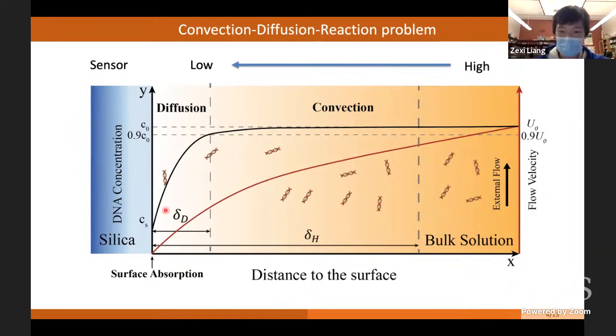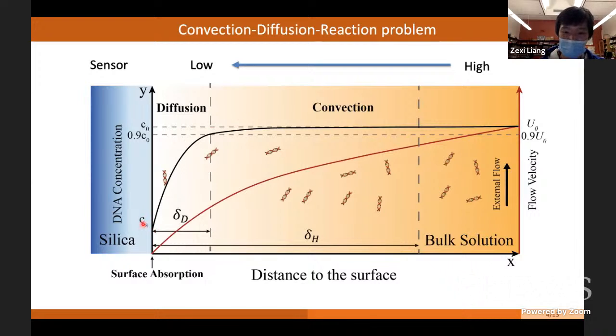Next we talk about the concentration, because we are doing sensing. In the solution, it's a bulk concentration, C naught, as shown here, the black line. The concentration will gradually decrease as approaching the sensor surface. And at the surface, there's a surface concentration, CS, because the sensor keeps absorbing the analytes. So that's why the concentration will drop here.